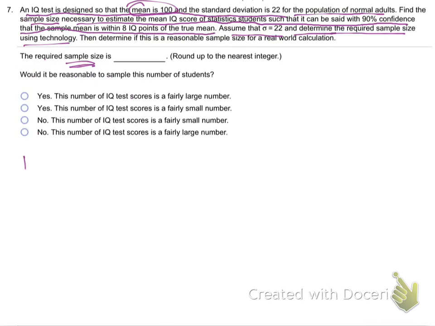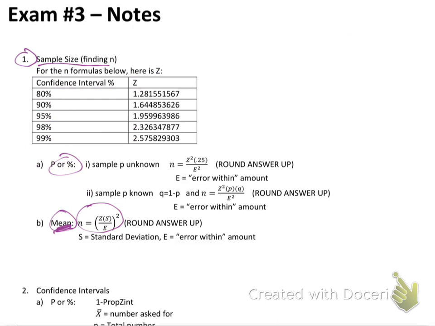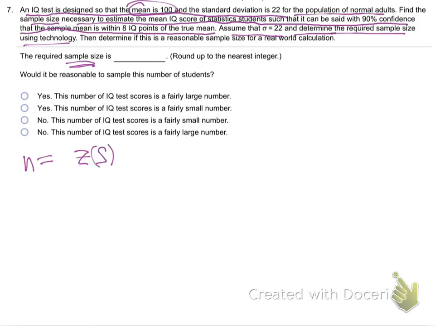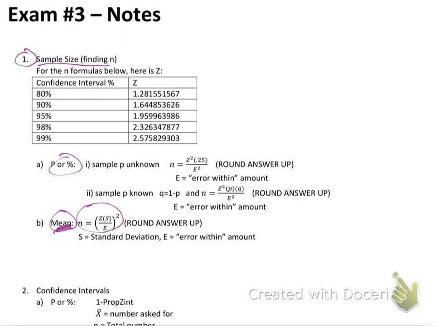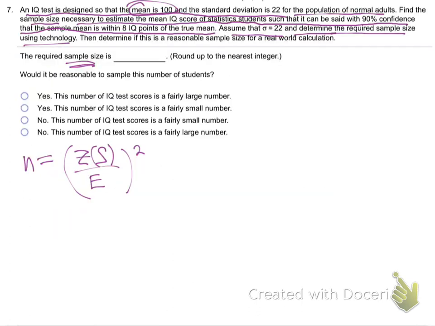Okay, so n equals Z, what was it? Z times S over E, the whole thing squared. Did I get that right? Z times S over E, the whole thing squared, right? Okay, and so here we go.